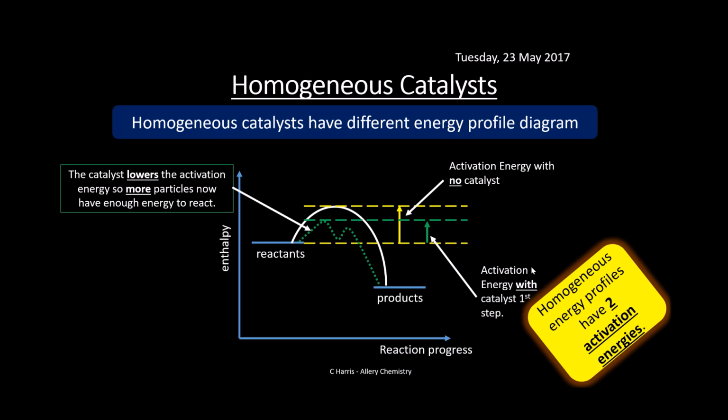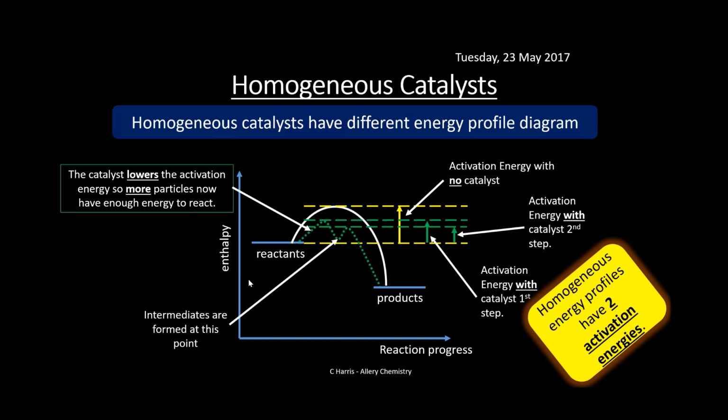So you can see here the catalyst has lowered the activation energy, so more particles have enough energy to react. But notice we've got an activation energy with the catalyst for the first step, and what we form is this intermediate. Then the intermediate has to break up to form your products, and we need a little bit of energy to do that as well. And this is the activation energy of the catalyst with the second step. So homogeneous catalysts have this double bump, as you can see in there. Your intermediates are represented by the dip between the two bumps, as you can see in the reaction profile there.